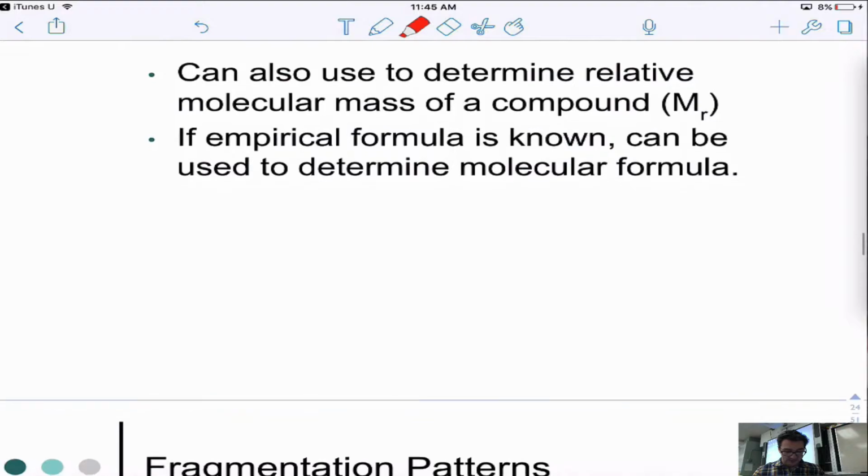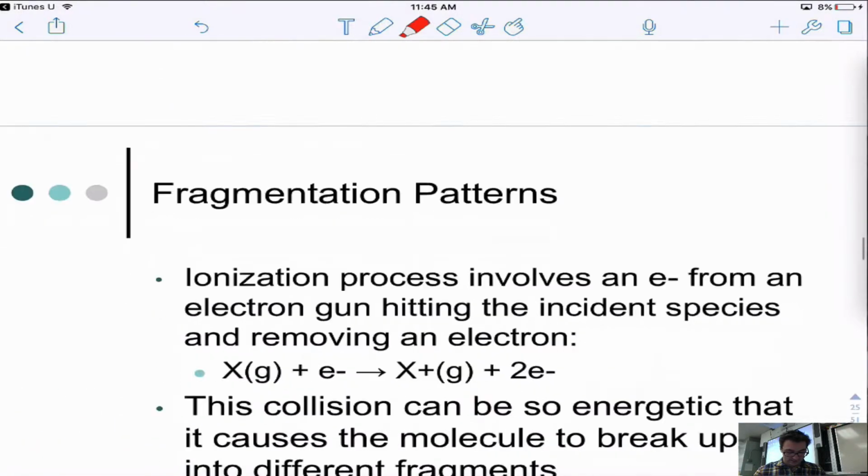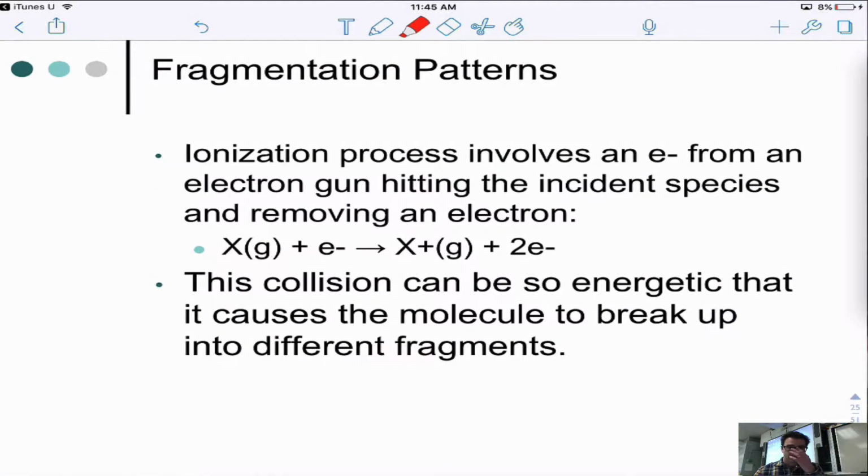So, how do we go about doing this? Well, we look at fragmentation patterns. The idea is that we're going to remove an electron from an atom, and when we do that, we are going to have a charged particle. And this is what allows the particle to be detected. Now also, you can have collisions taking place where with the ionization process you have the molecules breaking up into different fragments as well. And so you're going to see a fragmentation pattern forming.